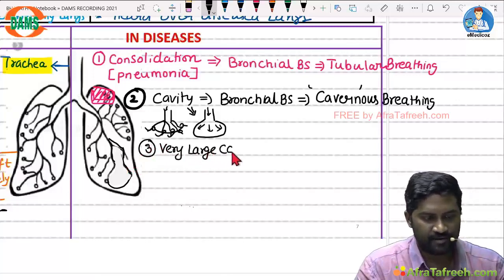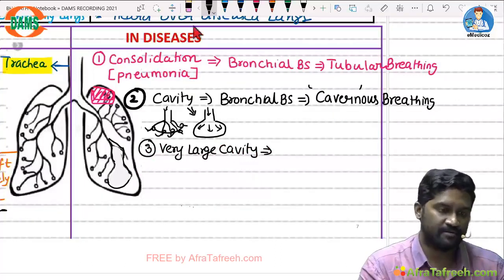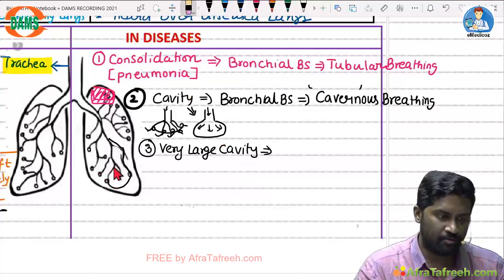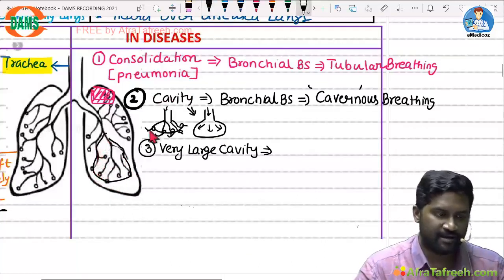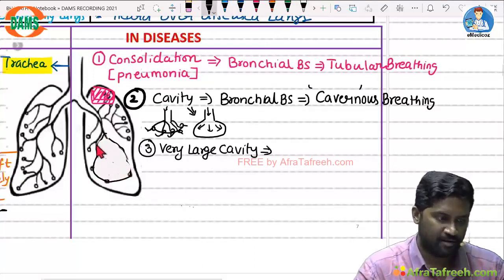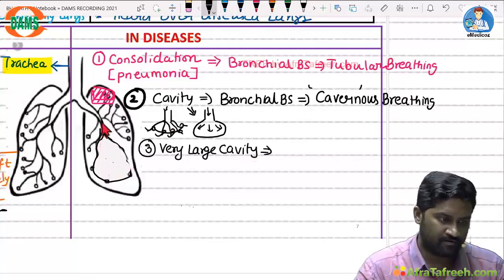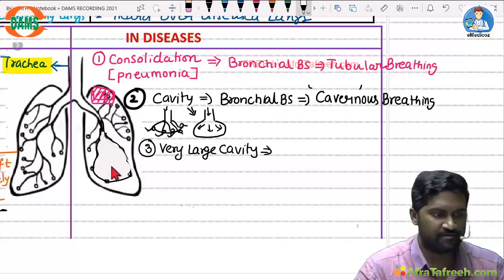nowadays we are not seeing such large cavities because we have effective treatment for tuberculosis. Previously, in the old days, there was no treatment for tuberculosis. So very big cavities formed like this. That cavity was generally occupying a whole lobe of the lung. So a very big cavity with direct communication to the bronchus.